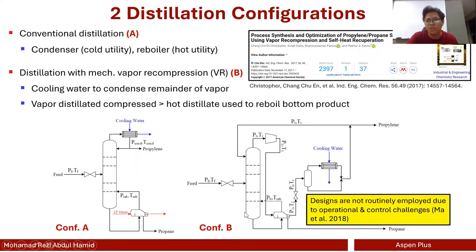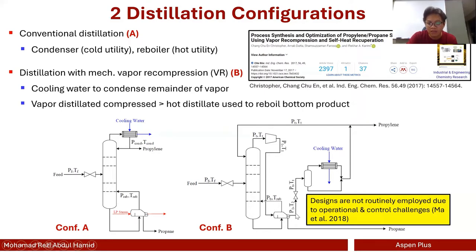And the column will be operating at some reflux ratio. But in this case, the distillate section leaving the top of the column is in the vapor phase. Now, this propylene vapor will be compressed to a higher pressure. And because of the compression, we know that the temperature will be a lot higher compared to the incoming one. So this hot stream will be used as a hot utility to reboil the bottom section of the column, the reboiler section of the column.